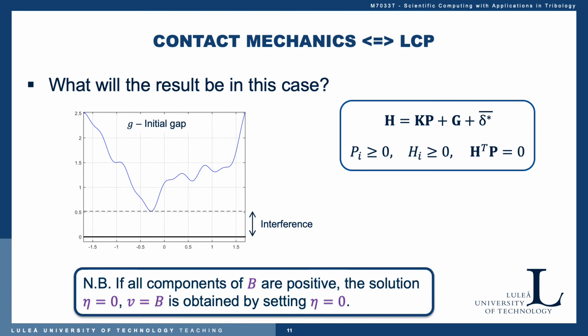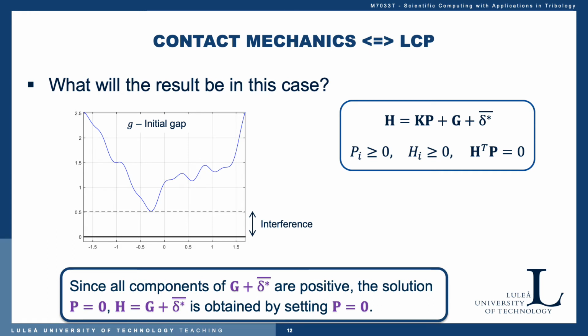And just to remind you, we know that the solution to the linear complementarity problem would be given directly if all the components of B are positive, because then the solution would be obtained by specifying eta equals 0 and just reading nu from the tableau as B. In this terminology with H and P as complementary variables, B would be G plus the dimensionless auxiliary representation of the interference, and it would be positive, it's clear, and then the solution would just be that the gap would not be deformed, it would be G plus this auxiliary interference in non-dimensional form, and P equals 0 since there is no contact.